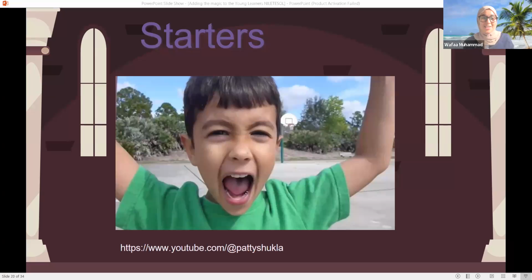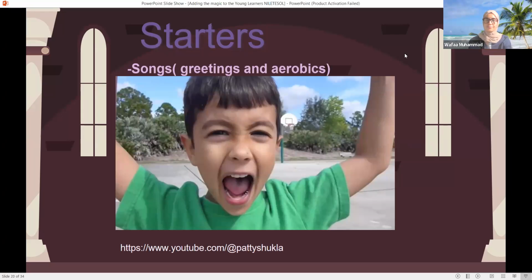Okay, so they learn the actions through a song, and at the same time, you have a lot of objectives in this song. You can have it as a starter, learning new language, doing actions, having fun, getting them ready for the session you're going to teach them, right? So songs are one of the most important elements you can use in your class, especially with young learners.